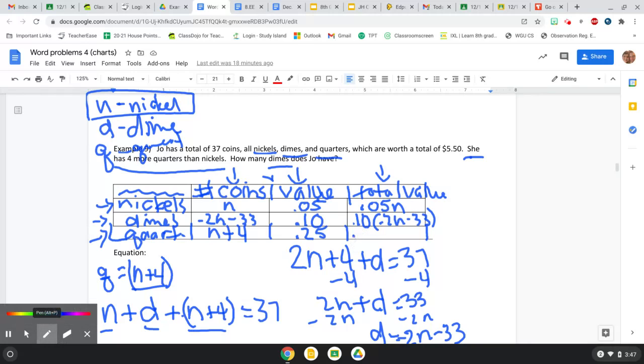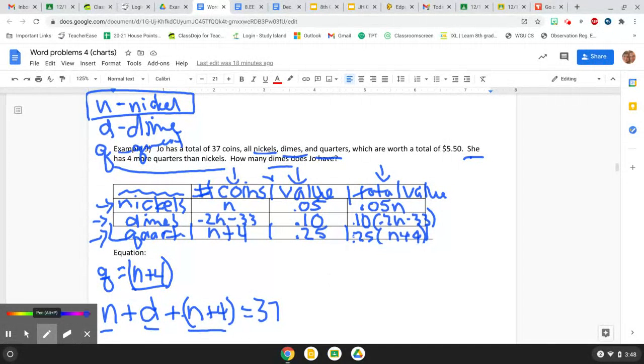And then lastly, I have 0.25 times the quantity n, again putting parentheses around it, plus 4. Okay, my chart is filled out. Now I need to focus on how I'm going to create the equation and what makes sense. So I'm going to erase real quick and get some room.